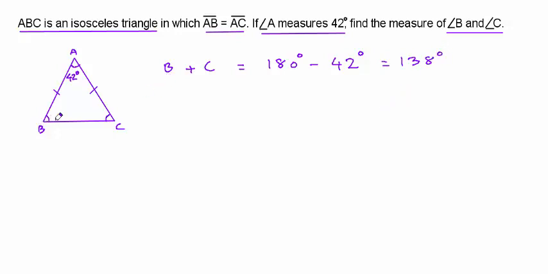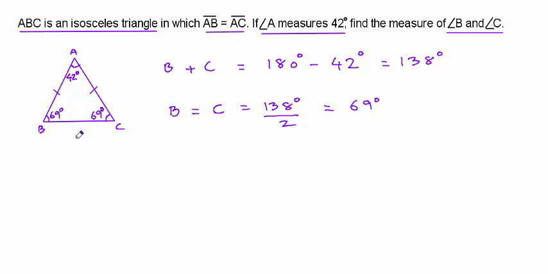Now because B and C are equal, each one has to be 138 divided by 2. So the measure of angle B, which is the same as the measure of angle C, is equal to 138 degrees divided by 2, which is 69 degrees. So this one's a 69 and this one's a 69 as well.